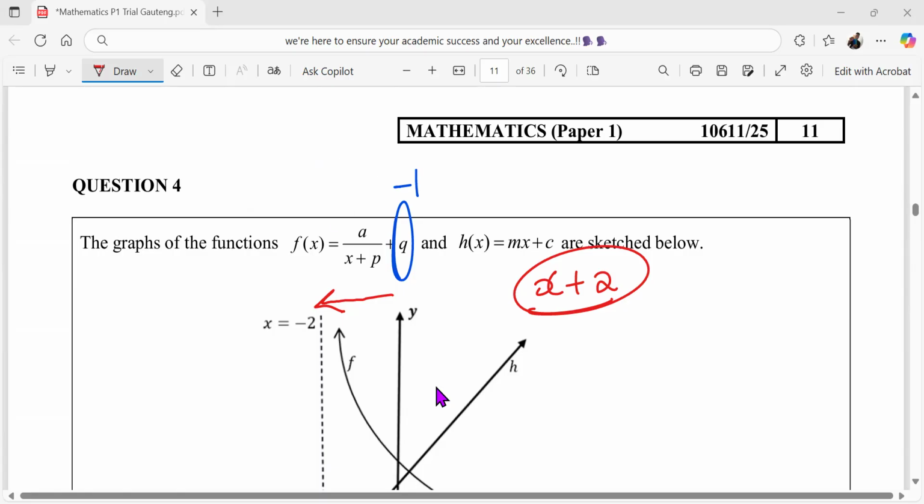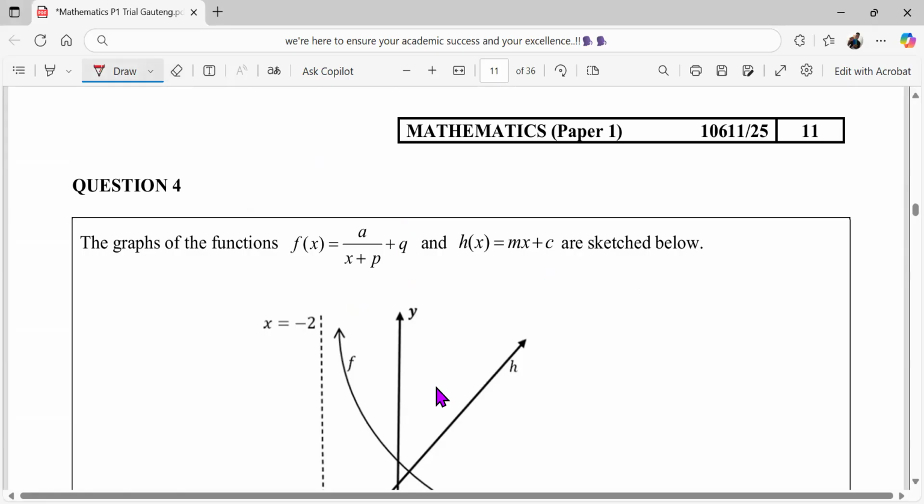So when they ask you what's the value of P and what's the value of Q, easy. You'll say P is +2 and Q is -1. So now we know two values. We just need to find the value of A, and then we'll have the equation of the hyperbolic function, which is f of x, like that. And that's fine. So let's move on.